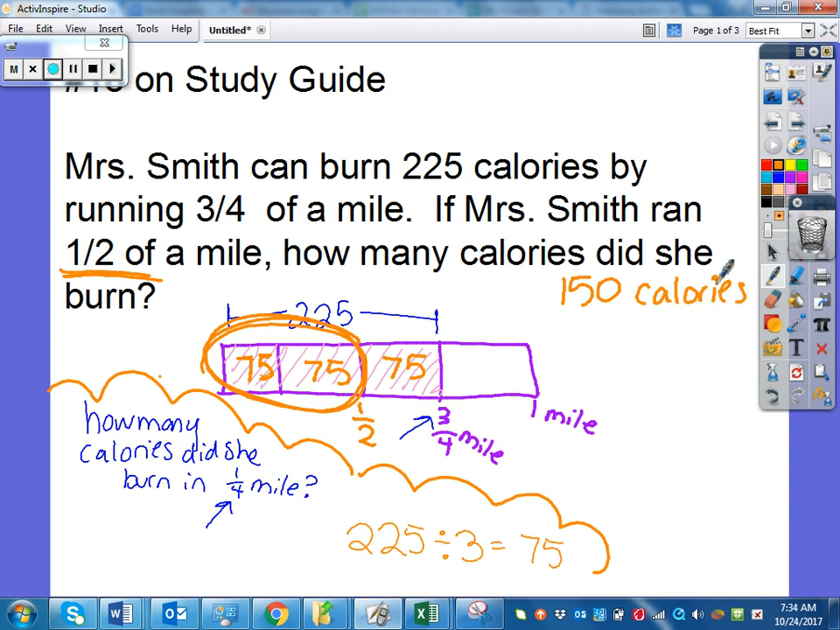I like the idea of a model, because from the model, you can answer a lot of questions. You could have answered, how many calories will she burn in 1 whole mile? How many calories will she burn in 2 whole miles? There's a lot of different ways to think about this, and I think the visual representation really helps those visual learners. If you're not on the visual learner side, then I would start by trying to figure out how many calories she burns in 1/4 of a mile, and then build up till you get to 1/2 of a mile.